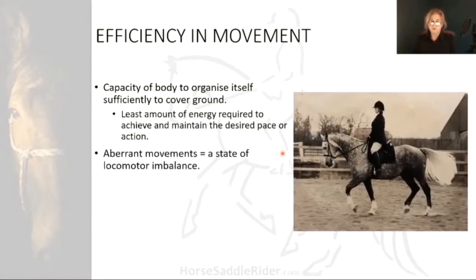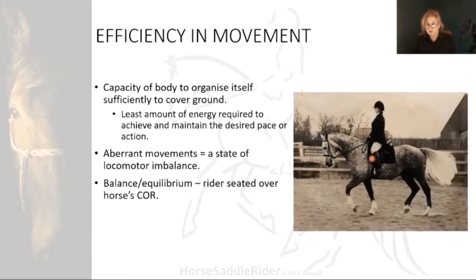Aberrant movements represent a state of locomotor imbalance. And balance or equilibrium means that the rider is seated over the horse's centre of rotation. It's so much easier to be stable and maintain stability if the horse's centre of rotation, which is probably here, it looks, is married with the rider's centre of rotation, but we'll look at that in slightly more detail shortly.